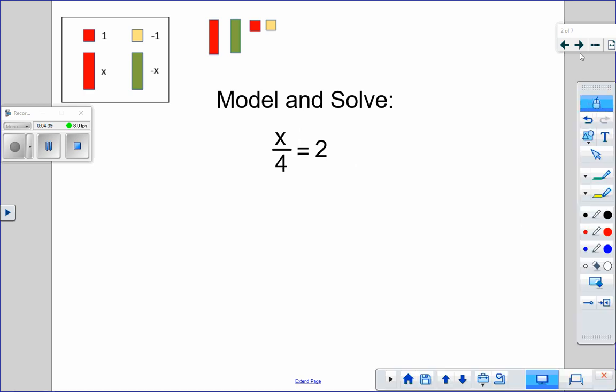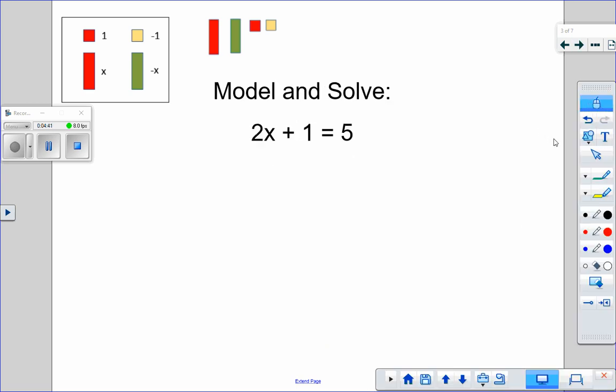Okay? Next question. Now we're going to get into some of the two-step questions. So the first thing that I want you to do is pause the video and try to model and solve this one on your own. First using the algebra tiles, then proving it with math. Okay, so I'm going to model this one. I have two x's plus 1, so I need two positive x's. I have 1, 2. I have 1 positive.